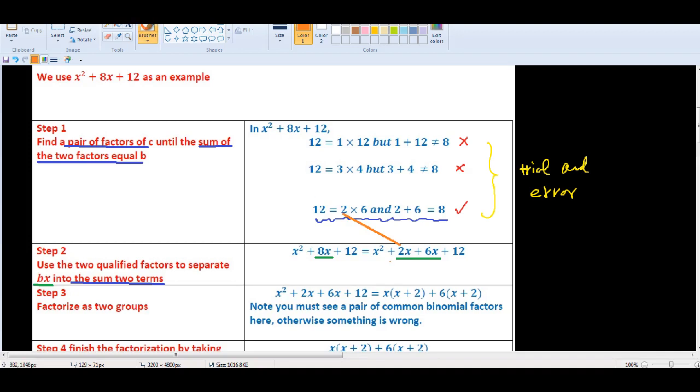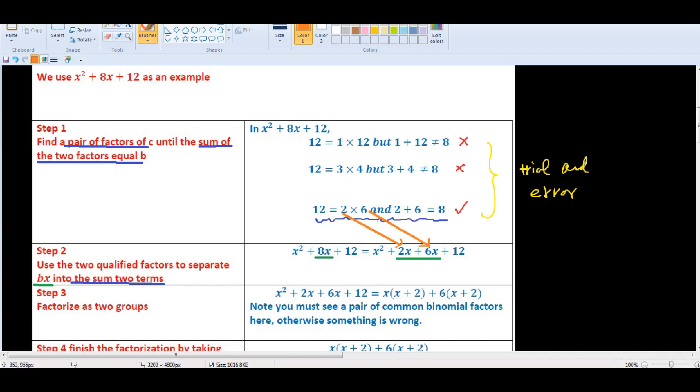Alright, 2 and 6 comes from here and also here. So that's why you need to find the 2 numbers, because you need to separate that ax by using those 2 numbers. ax equals 2x plus 6x.